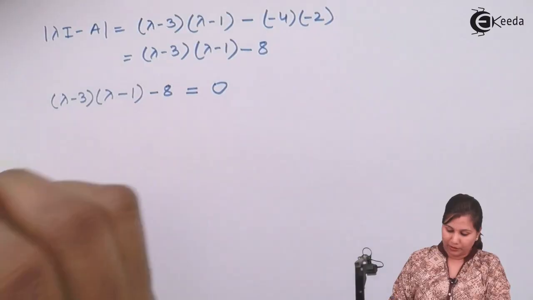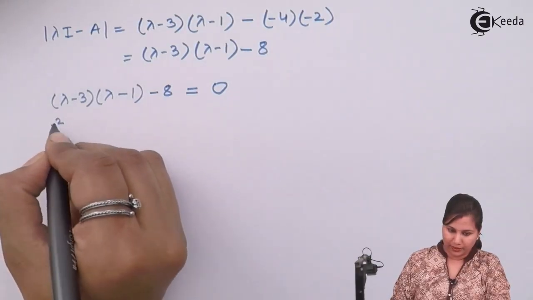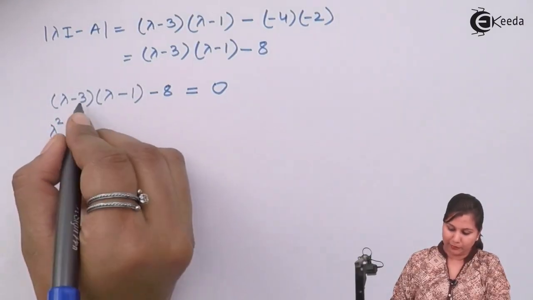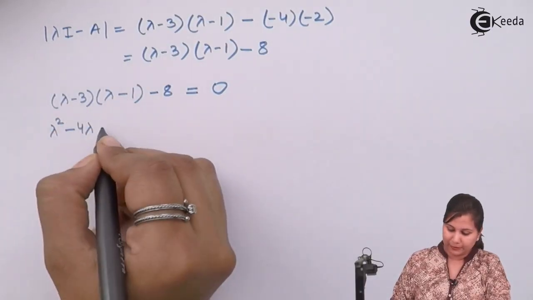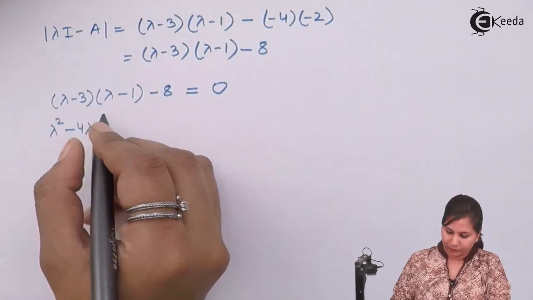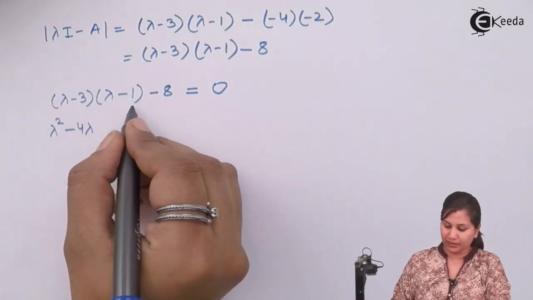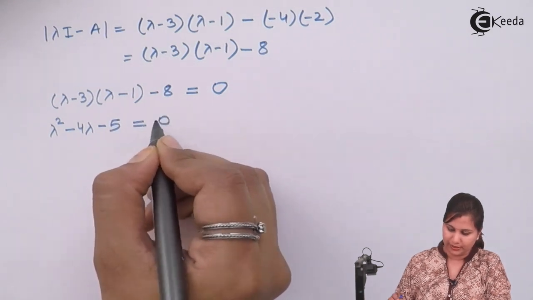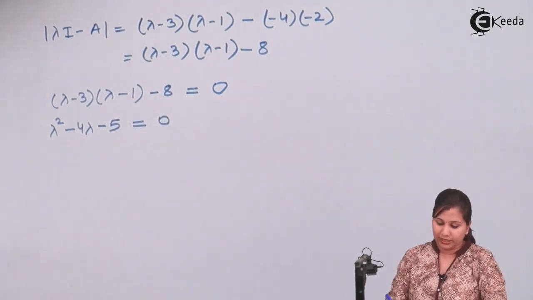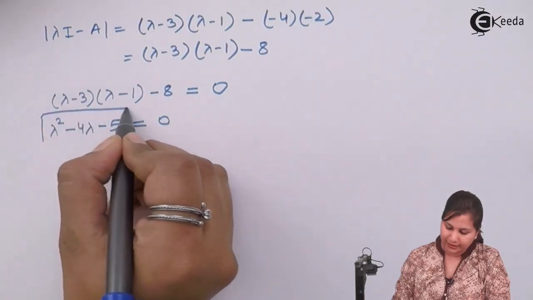Now solve this equation. We have lambda square minus lambda minus 3 lambda, so it is minus 4 lambda, minus minus plus, so it is plus 3 minus 8, so minus 5 equals to 0. Now this is the characteristic equation.